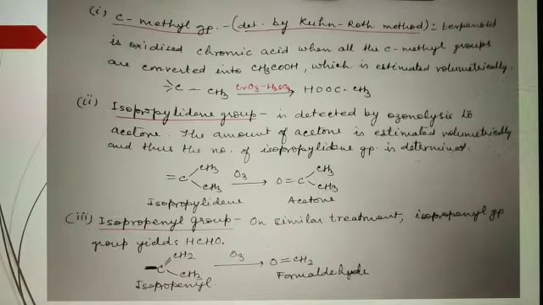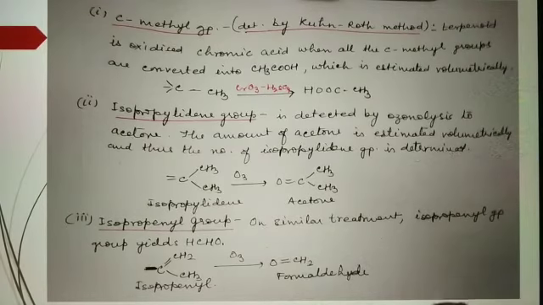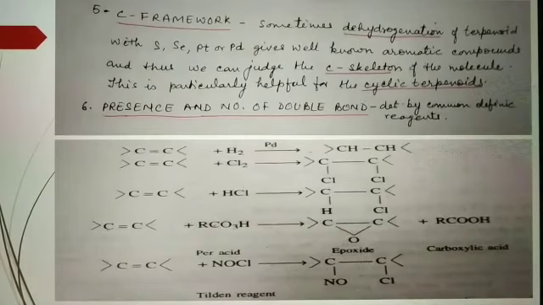Now the next point is the carbon framework of the terpenoid, or we can say the carbon skeleton of the terpenoid. Sometimes dehydrogenation of the terpenoid with sulfur, selenium, platinum or palladium gives well-known aromatic compounds, and thus we can judge the carbon skeleton of the molecule. This is particularly helpful for the cyclic terpenoids.